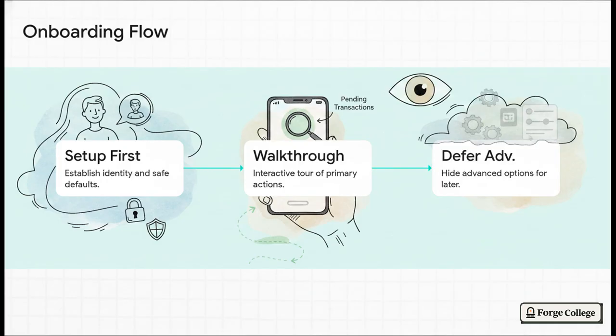Notice the steps here. First, you establish identity and safe defaults. We're talking just a display name and some basic security hints. Super easy. Second, you provide a brief, interactive walkthrough to teach the primary tools, like simply showing them where to find pending transactions. And third, you defer all those advanced, scary-looking options. If you do this right, your user builds a comfortable, solid mental model of the interface without getting completely overwhelmed on their very first run.